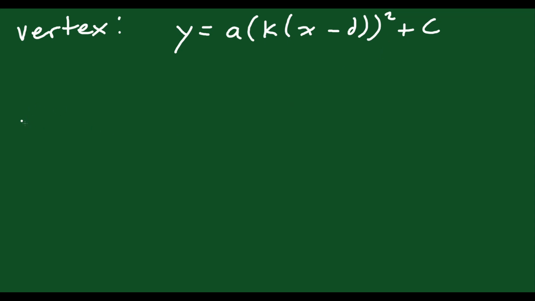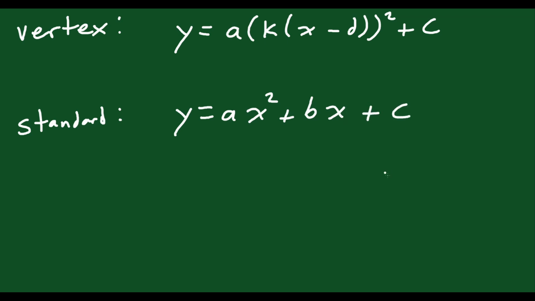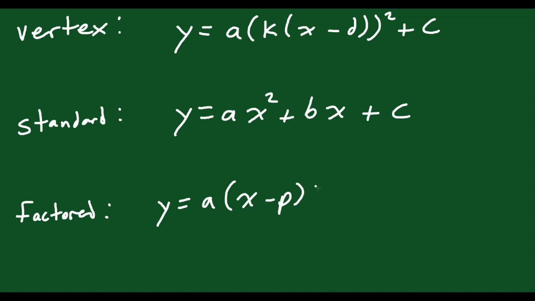Now there's other forms though, right? You have your standard form, and the standard form looks something like y equals ax squared plus bx plus c. And then you have what we call factored form, and that looks like y equals a(x minus p)(x minus q). And so just like linear equations, we have different forms that we can write these in, and we can switch from one form to another.